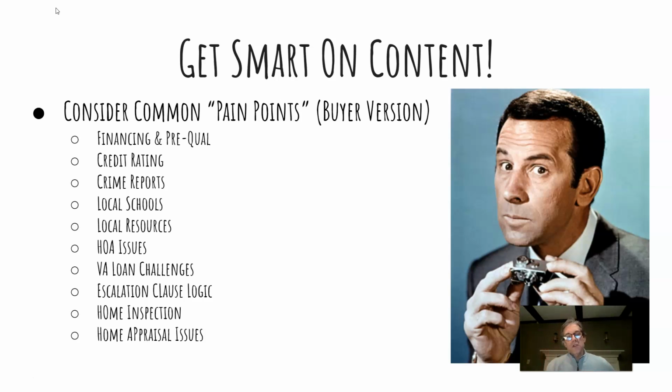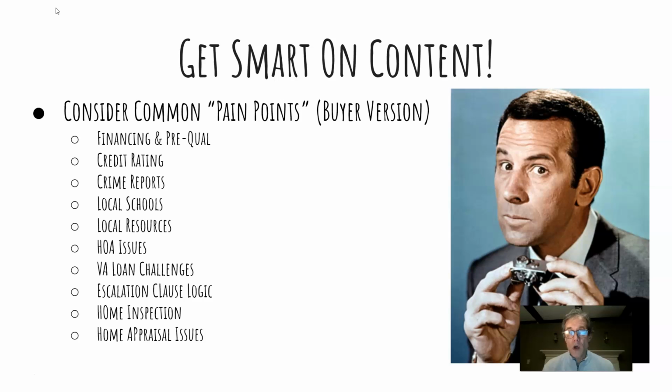But so here I'm giving you 10 topics that you can do 3-minute videos on. Very simply, financing and pre-qual. Think about the things that people ask about that. Their credit rating. What are some things that you want to help them with? Any crime reports, particular area, local schools, local resources. Are you close to a city? What kind of amenities do you have?